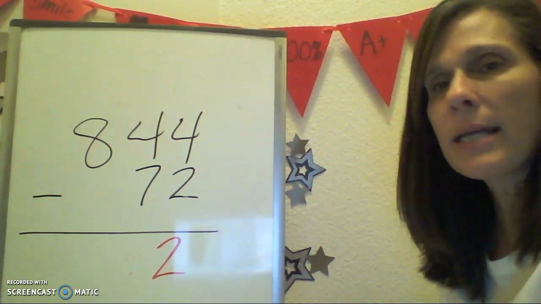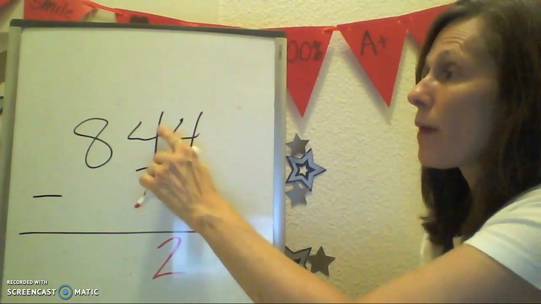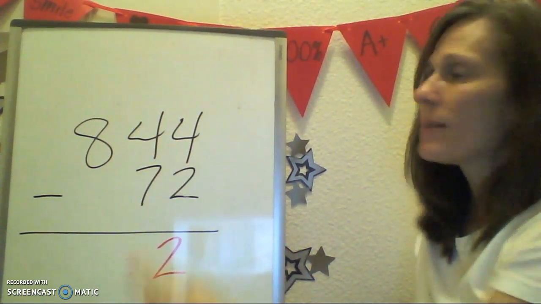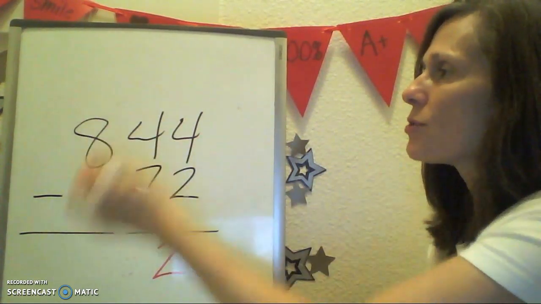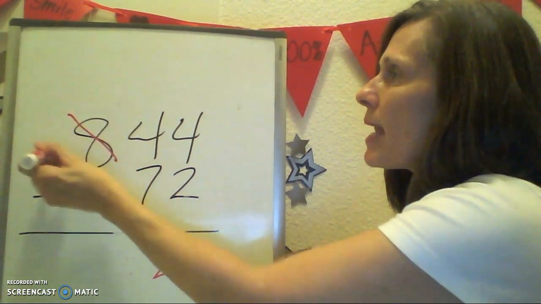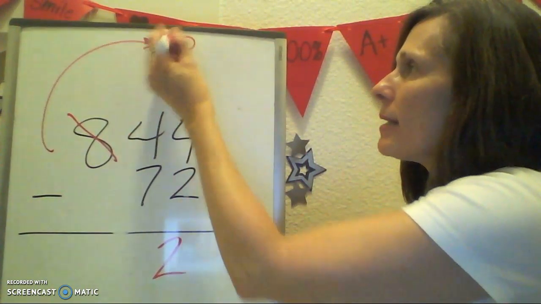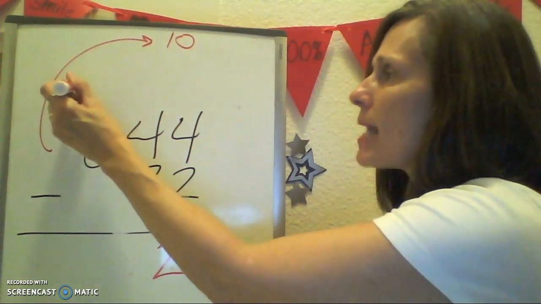Now I move to my tens place. 4 take away 7. Is there more on the top? No. There's more on the floor, more down here. So I have to go next door. So that 4 asks the 8 for a set of 10. So the 8 says, here's your set of 10. The 8 just gave up a set of 10, so it's 1 less. So the 8 is now a 7.